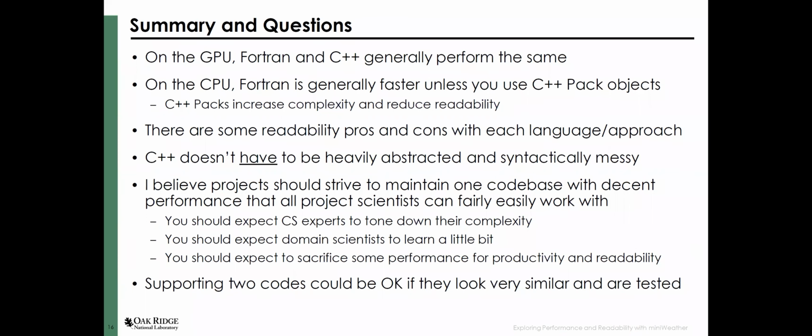I also think that if you want to support two different codes, say one in the original Fortran that works well on CPUs and one in C++ that you can express well for GPUs, if you were to make that choice, as long as those codes can look very similar, I think it would probably be okay because you can use testing to determine when they diverge. You can mirror a change between the two code bases quite easily. But ideally, you really want to just support one code base if you can.